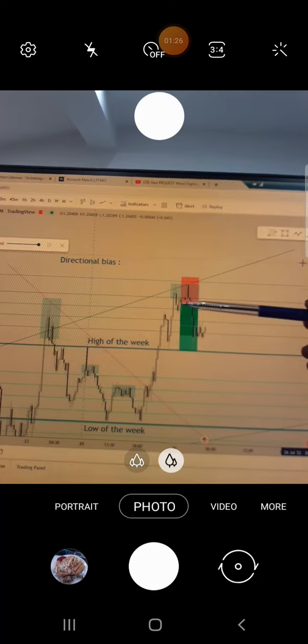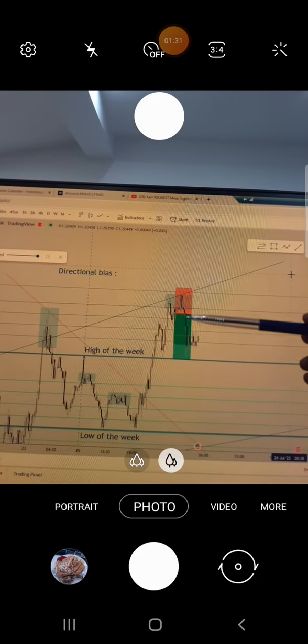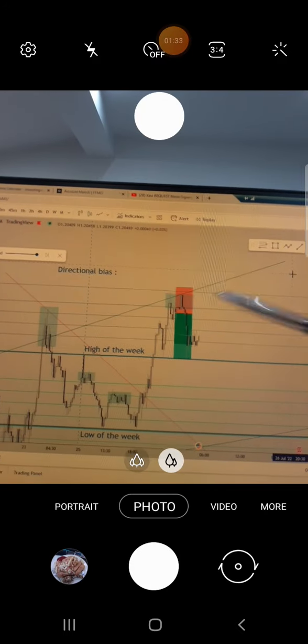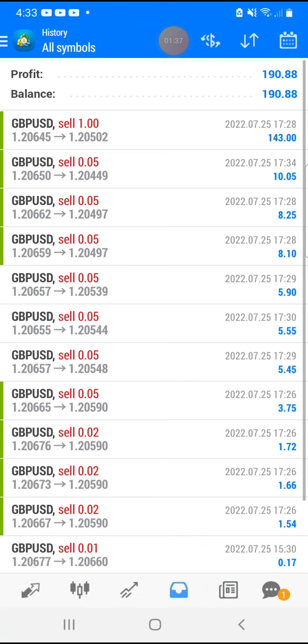So I thought it's going to reverse here, but it went up and gave me a little bit of some drawdown. Then it pushed to the downside and tanked down, and that's how I made this profit of this amount you can see on the screen here.